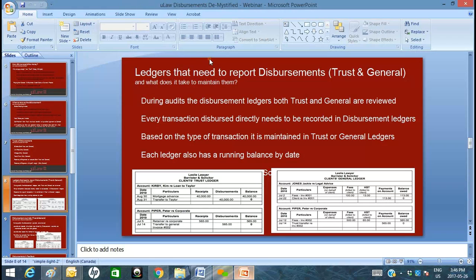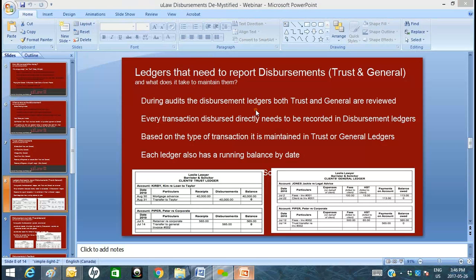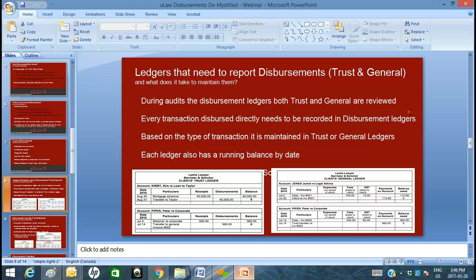So ledgers need to report disbursements, both trust and general. During audit, the disbursement ledgers for both trust and general are certainly reviewed. It's a given. Every transaction that's been disbursed needs to be recorded, and based on the type of transaction, whether trust or general, it belongs to those ledgers. If it's a trust transaction, that $80 application fee belongs to a trust ledger. The remaining $120 court fee belongs to the general ledger.